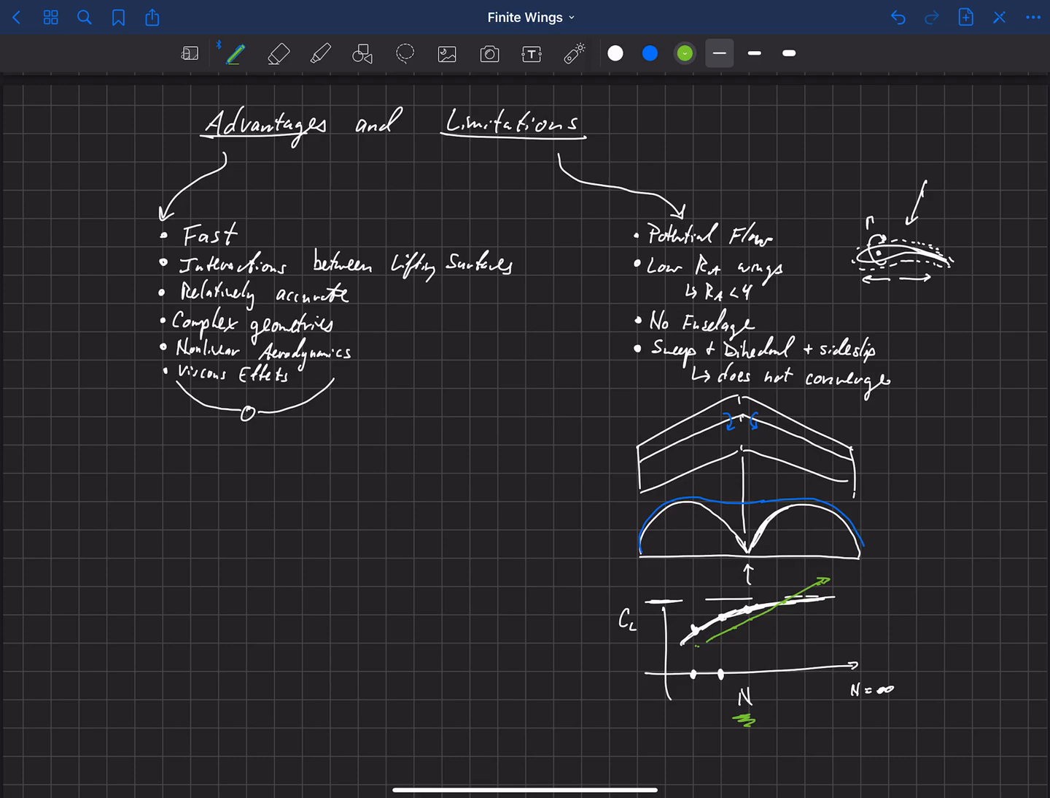And Phillips and Snyder didn't realize this when they published the paper. They actually did think that it grid resolved, but you can code it up yourself. I've coded it up. I've had others code it up, and we have in fact shown that this does not grid resolve once you have sweep, dihedral, or side slip. Okay. So even if you have a straight wing, if you have side slip, it still doesn't even grid resolve. So anyway, these are pretty significant limitations.